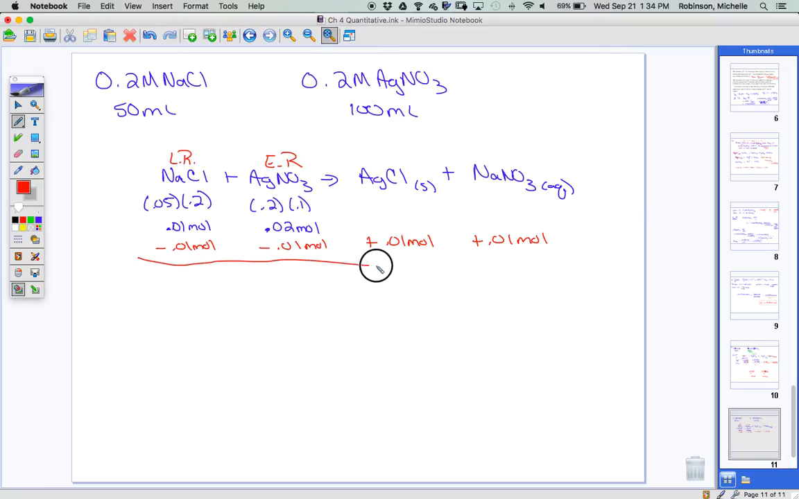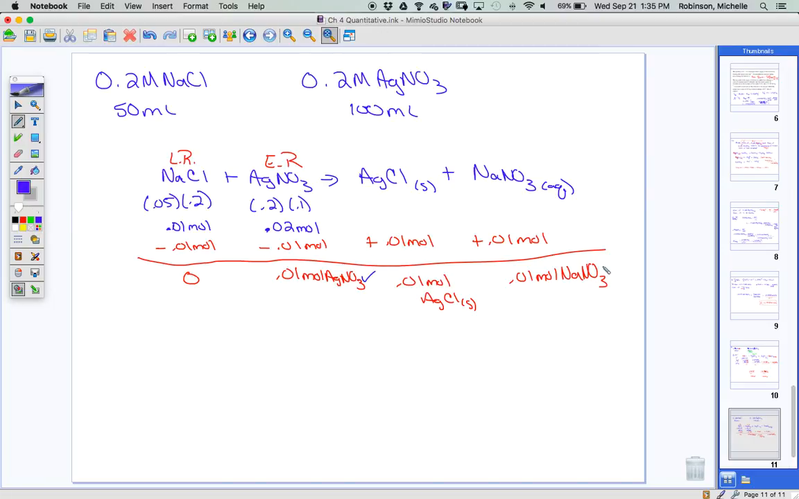So how much do we have? I could have drawn a straight line, sorry. There's none of that left. There's 0.01 moles of AgNO3 left. There's 0.01 moles of AgCl sitting at the bottom. And there's 0.01 moles of NaNO3. Which ones of those still have ions in solution?